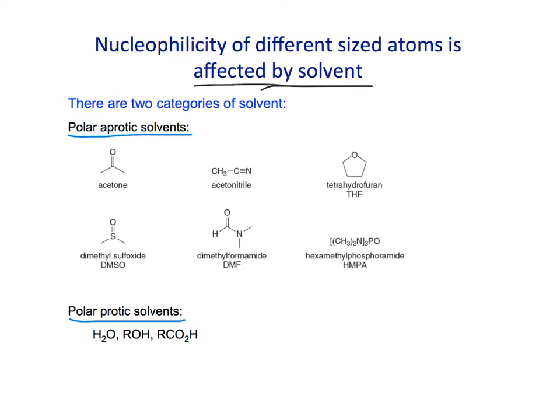So let's look at the polar protic solvents first. When we say protic, what we mean is that these solvents have an OH group. These include water, alcohols, or carboxylic acids.